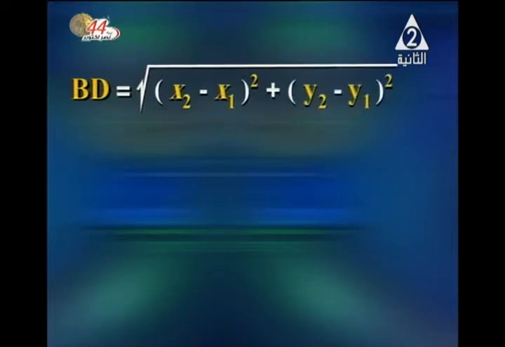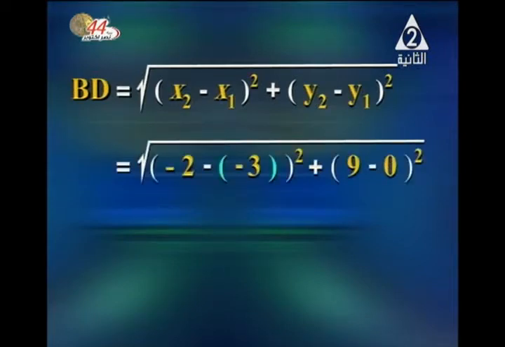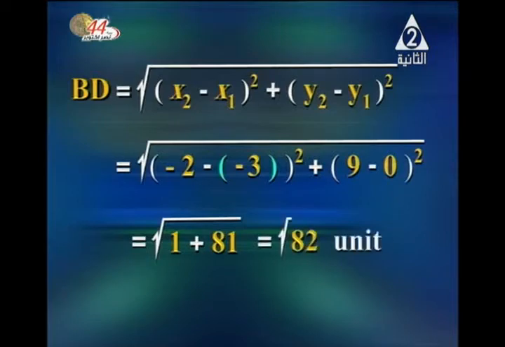What about the second diagonal? It is BD. So it is the square root of (x2 minus x1) all to the power of 2 plus (y2 minus y1) all to the power of 2, which is equal to the square root of (-2 minus -3) all to the power of 2 plus (9 minus 0) all to the power of 2. The result will be square root 1 plus 81 equals square root 82 units.